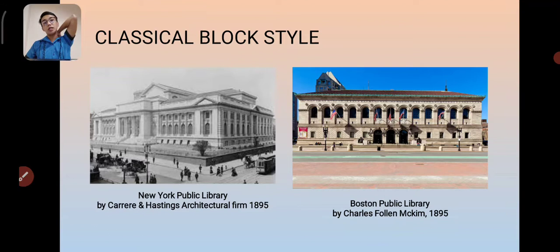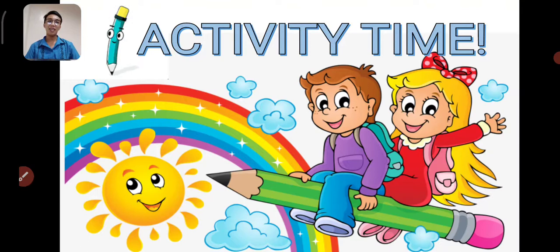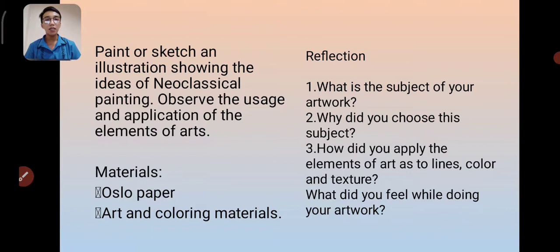Next meeting we will be discussing the art of the romantic period. Now, of course, you have an activity. This is your activity time. Paint or sketch an illustration showing the ideas of neoclassical paintings. Observe the usage and application of the elements of arts. Your materials are Oslo paper, bond paper, basta malinis na papel, and art and coloring materials.